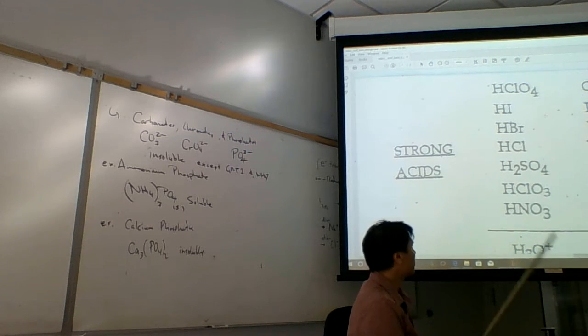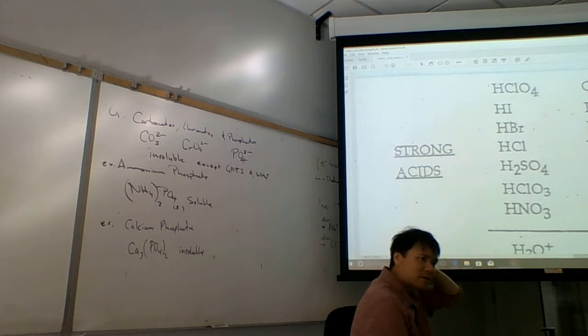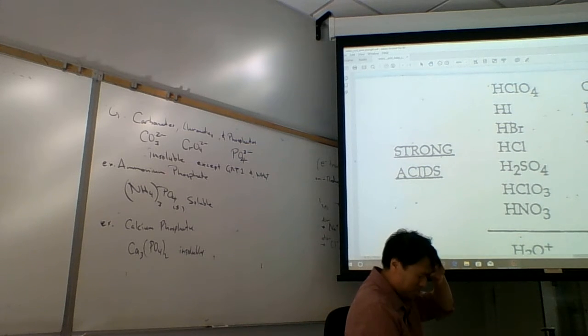So you aren't going to memorize the top 5, you're just going to memorize the top 7. You need the top 7 in any order. You don't have to memorize the order, but it's nice to know perchloric's at the top and nitric's at the bottom.